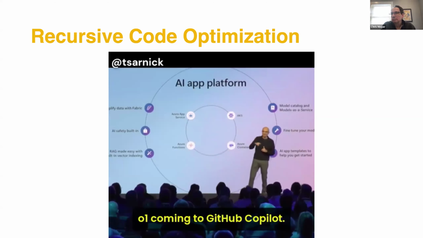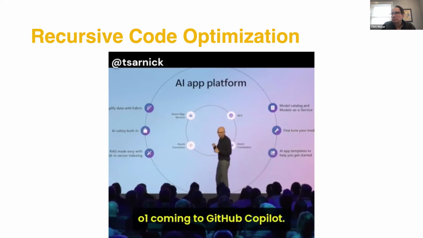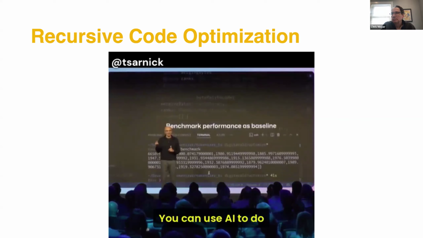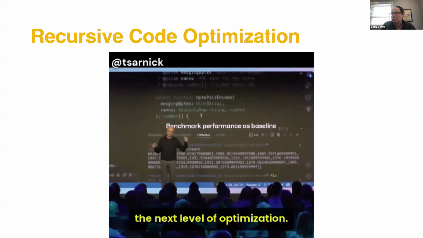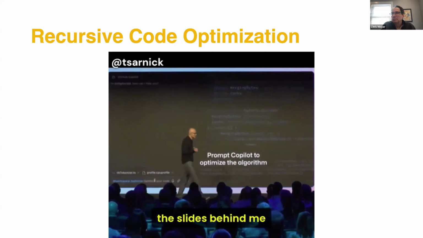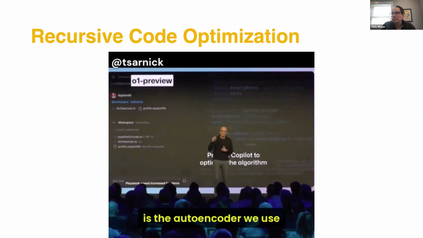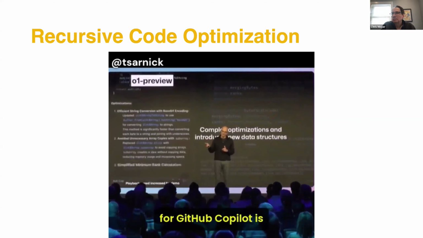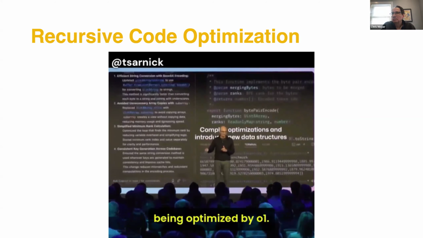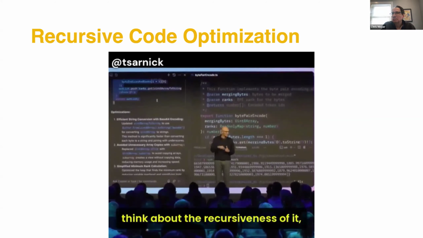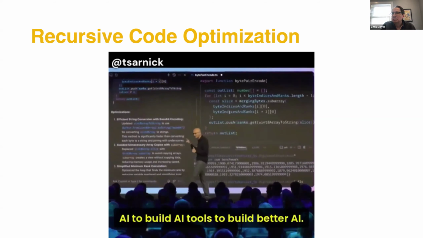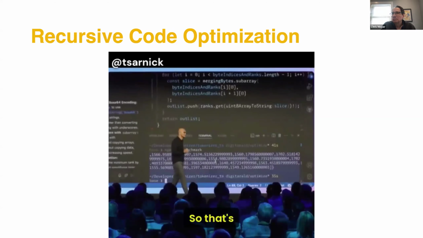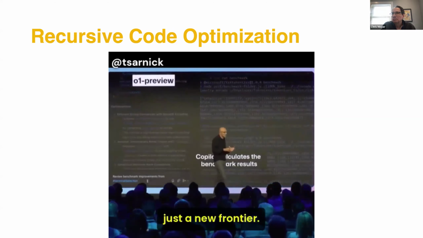With O1 coming to GitHub Copilot, you can use AI to do the next level of optimization. I think what you have on the slides behind me is the autoencoder we use for GitHub Copilot, which is being optimized by O1. So think about the recursiveness of it, which is we're using AI to build AI tools to build better AI. So it's just a new frontier.